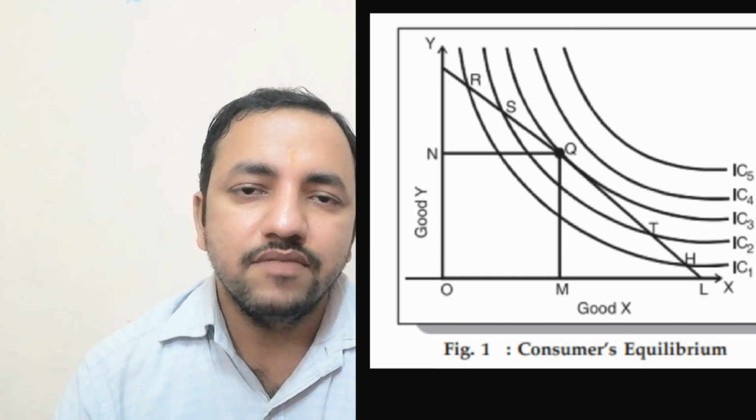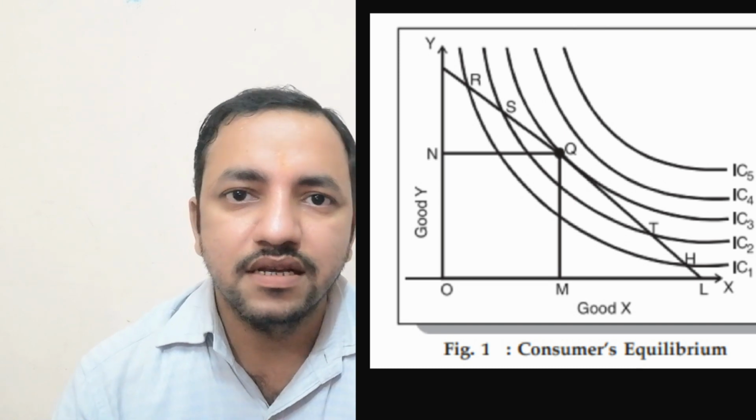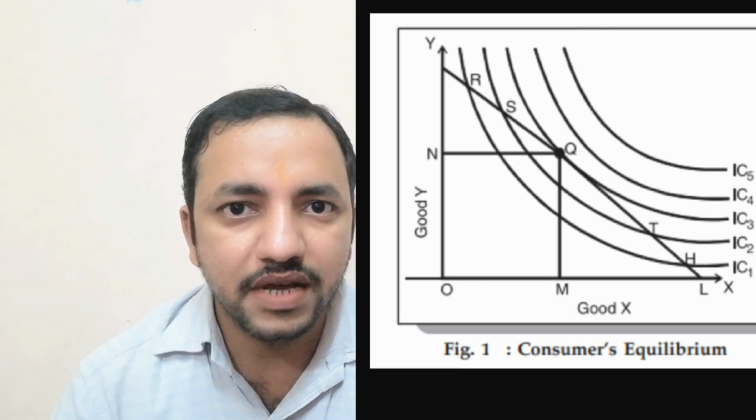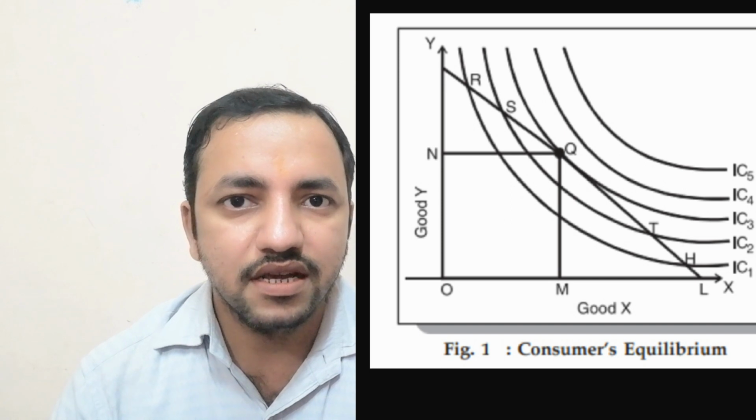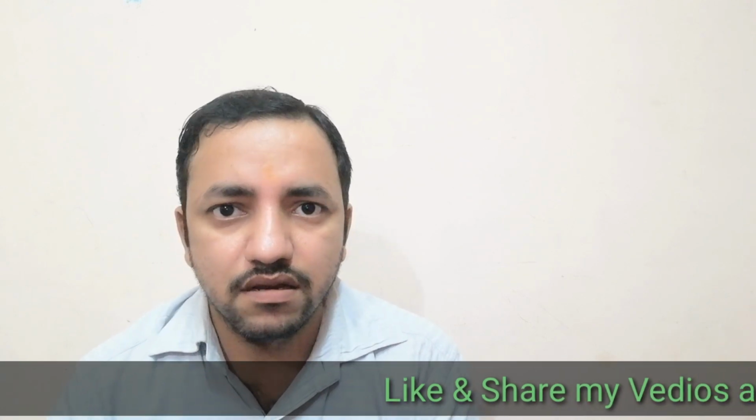Hence at combination point Q, OM units of good X and ON units of good Y provide maximum satisfaction to the consumer, and hence the consumer gets the equilibrium point. So this is the concept of consumer's equilibrium.